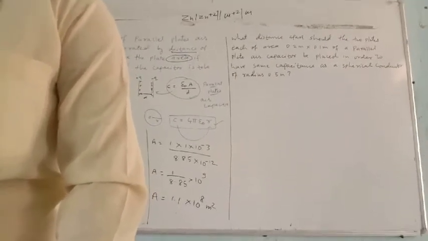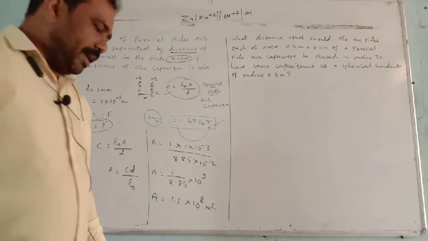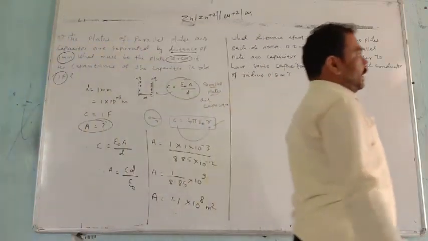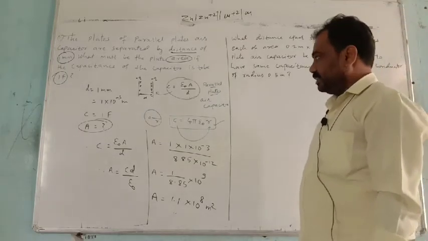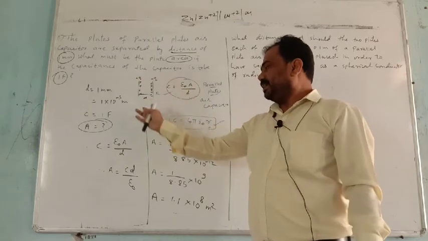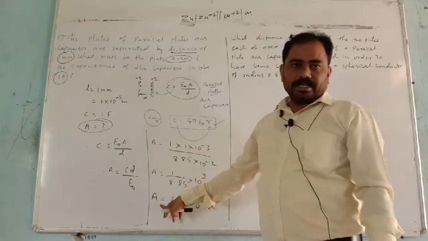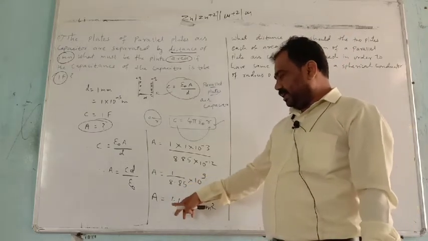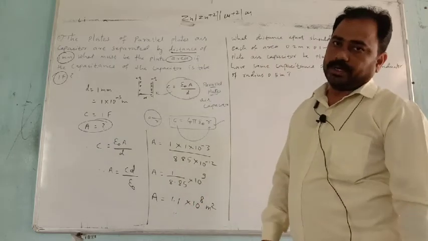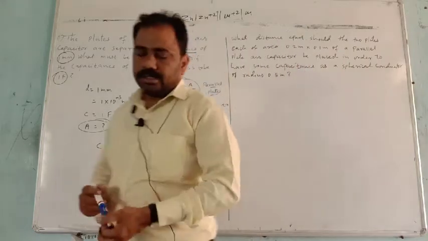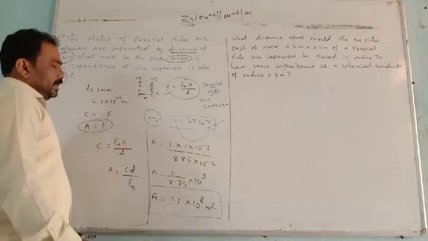So this is the calculation of this given part. You can easily find the capacitance of a parallel plate air capacitor, or parallel plate air condenser, with the help of this formula. After calculating, the value of the area is 1.1 into 10 to the power 8 meter square. So this is our first problem, in which we calculated the area.